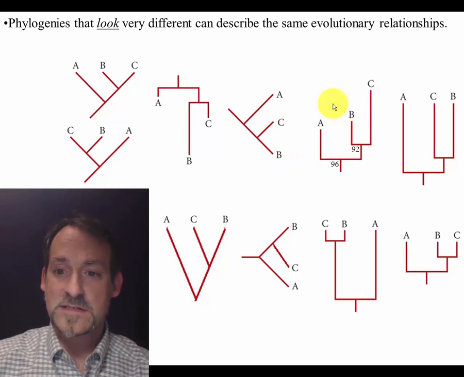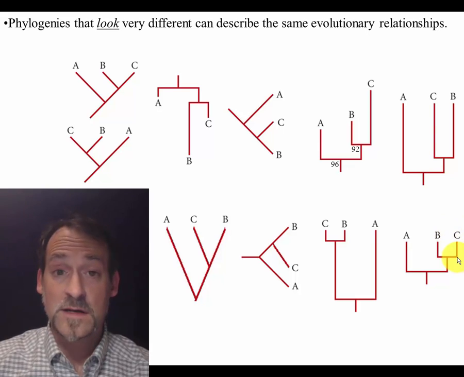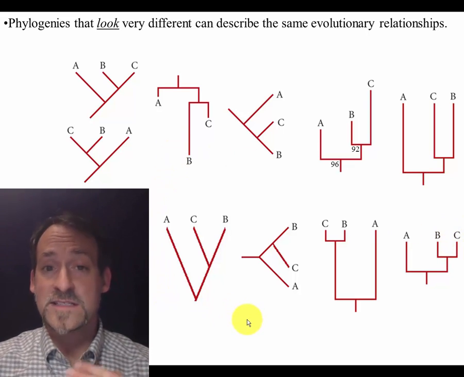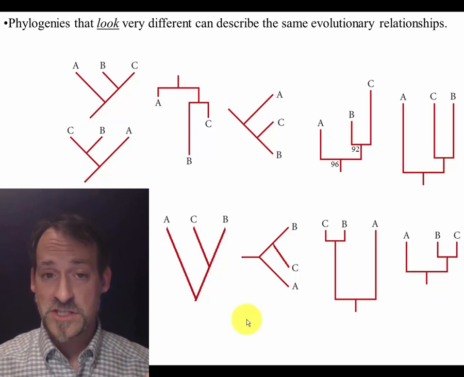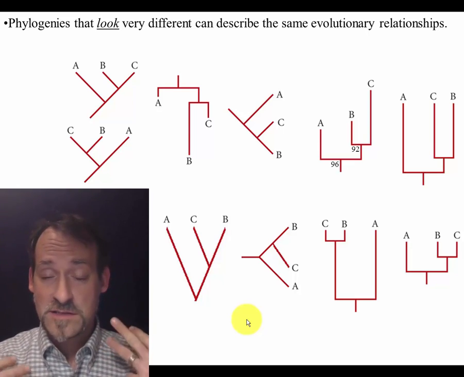Same thing here, same here, same here, and here. All of these phylogenies are conveying the exact same evolutionary relationship between these species.